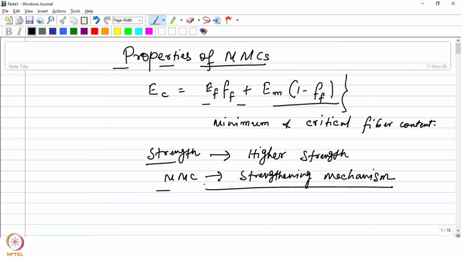So in this class, we are going to look at the strengthening mechanisms which operate in a metal matrix composite. Okay.